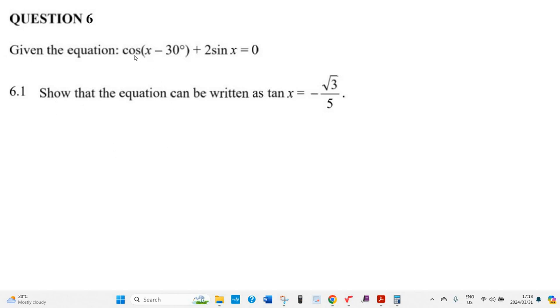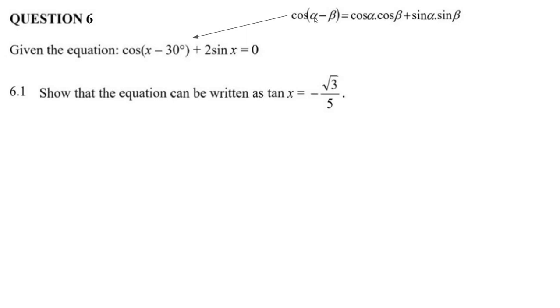What's the trig identity with the cos of two angles subtracted from each other? Well, there it is, the cos of alpha minus beta. It's cos alpha cos beta plus sine alpha sine beta. Well, that's all we do. Go cos x cos 30 plus sine x sine 30 plus 2 sine x.